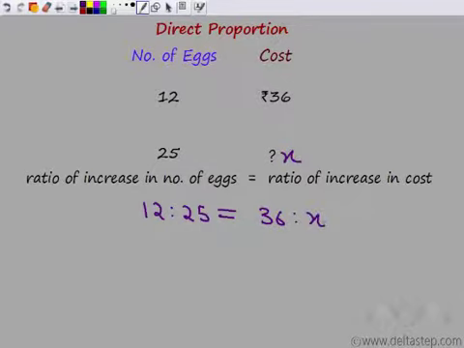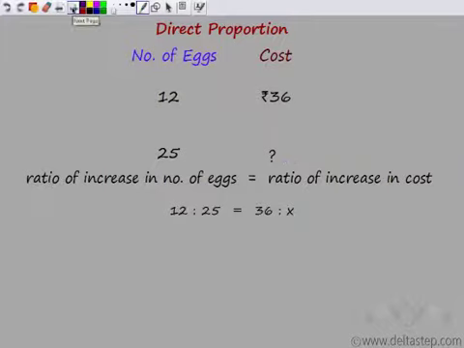Now when two ratios are equal, we already know that it's in direct proportion, so I can convert this equality sign to proportionality. This is what I get. Now I know when things are in proportion, then the product of extremes is equal to the product of means. So these are the extremes and these are the means. So the product of extremes would be equal to the product of means. Hence I can say that 12 into x, which is 12x, would be equal to 25 into 36, the product of means.